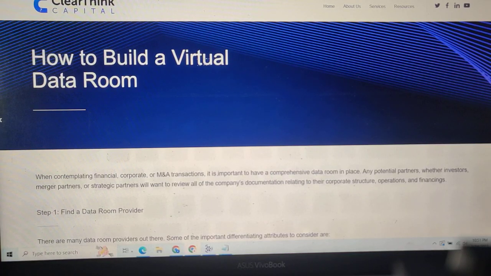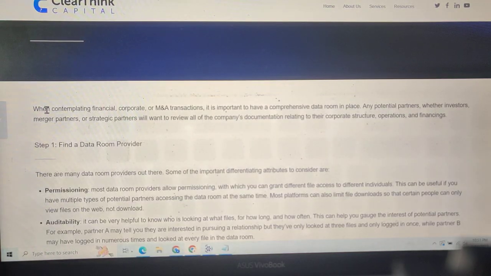How to build a virtual data room. When contemplating a financing, cooperation or M&A transaction, it is important to have a comprehensive data room in place. Any potential partners, whether investors, partners or strategic partners, will want to review all your company documentation relating to your corporate structure, operations and financing.